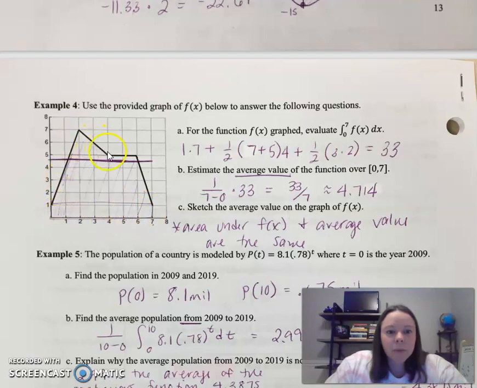And then I broke it up into shapes. And that's how I'm getting the 33. So that's the area under the curve.